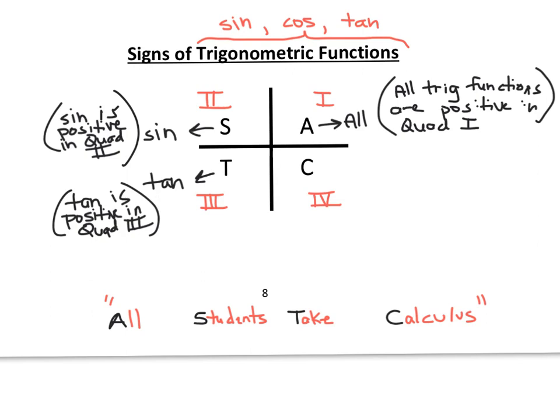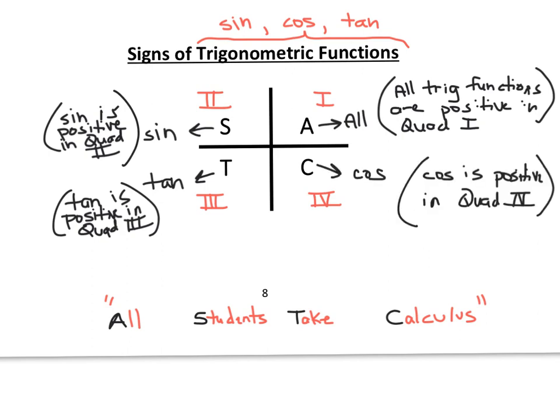And then the same thing applies in the fourth quadrant with the C. Okay, so C stands for cosine. So cosine is the only one of these three trig functions that's positive in the fourth quadrant. So if I said to you, where is sine positive? Sine is positive in quadrant 2. And it's also positive in quadrant 1, right? Everything's positive there. If I said to you, where is cosine positive? You could say cosine is positive in quadrant 4, and it's also positive in quadrant 1.